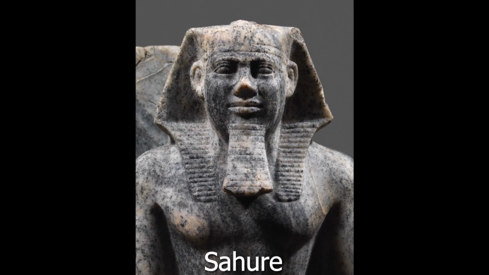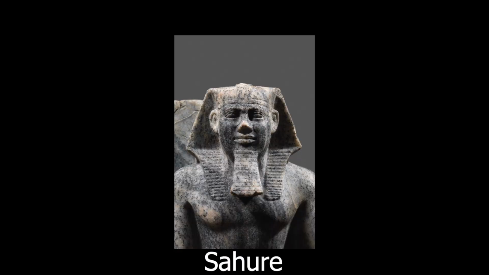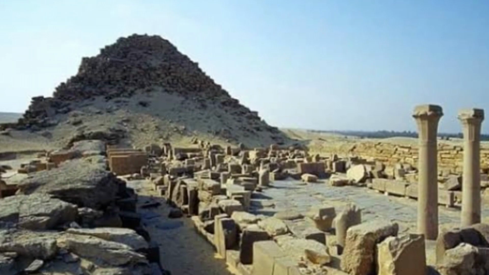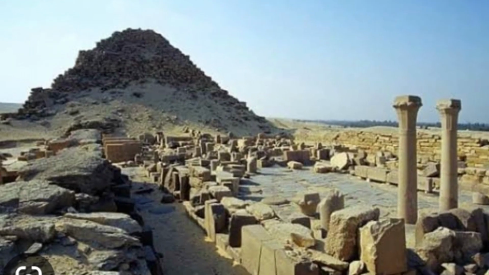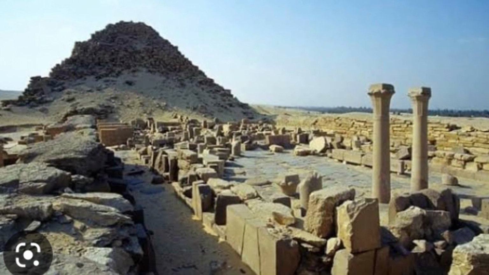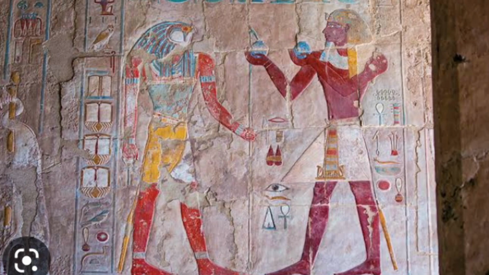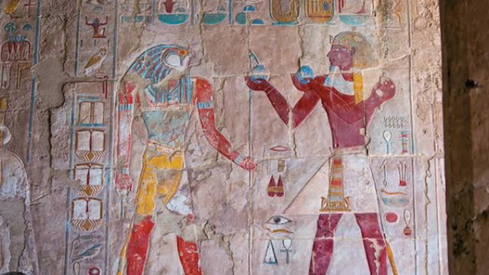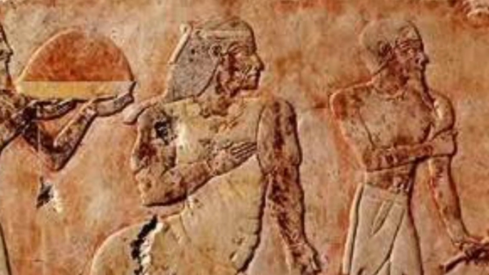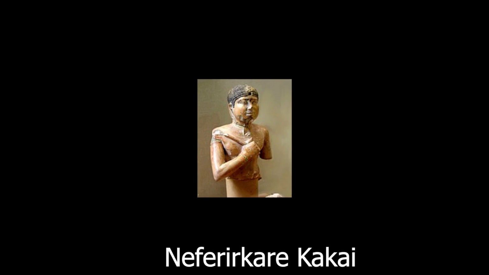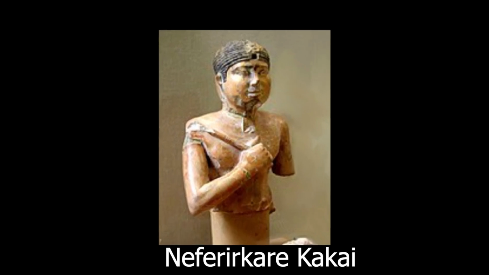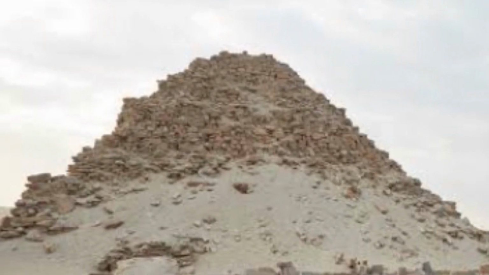Then King Sahure, who wages wars with the Libyans. Then we see the construction of another pyramid at Abusir. Then we see the expedition to Punt or God's land on the Somali coast. Then King Neferirkare Kakai constructs a pyramid at Abusir.